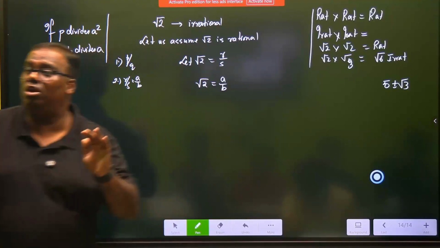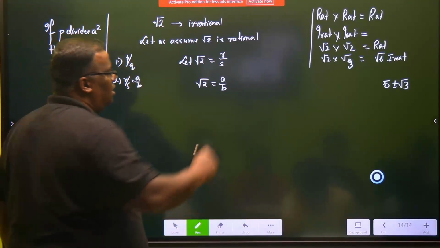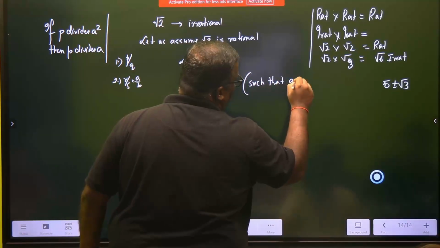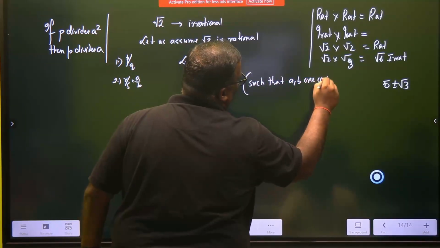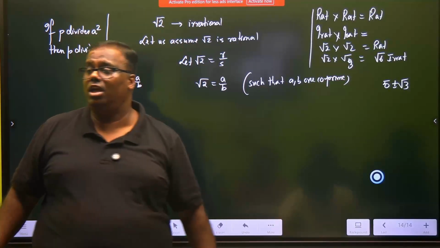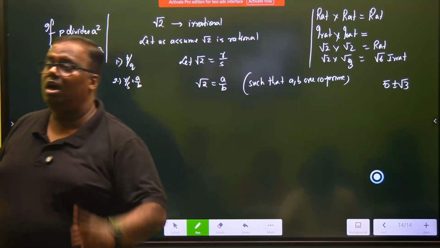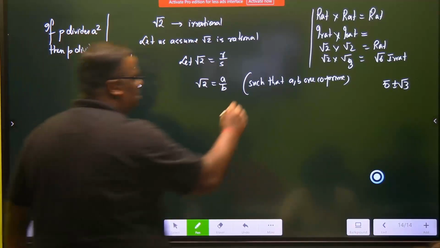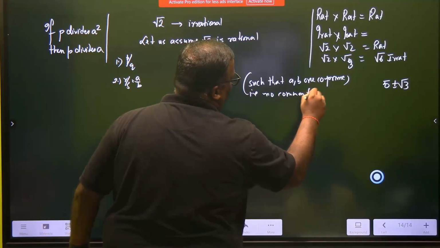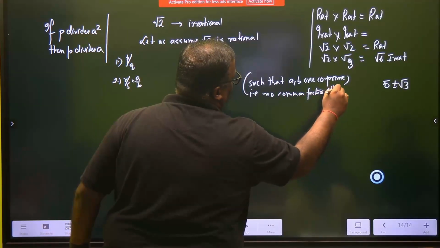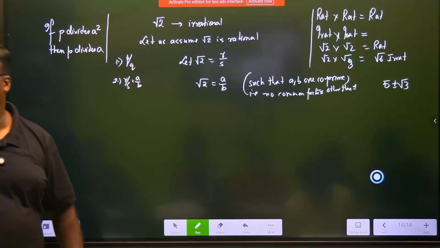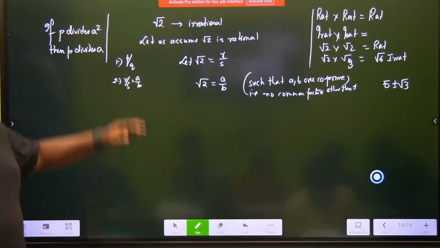Now what is A by B? A by B is the smallest form. And now you can't just write smallest form, you will write such that A and B are co-prime. Whenever you introduce the word co-prime, it means they cannot have any more factors in common other than 1. That is, no common factor other than 1. Understood?